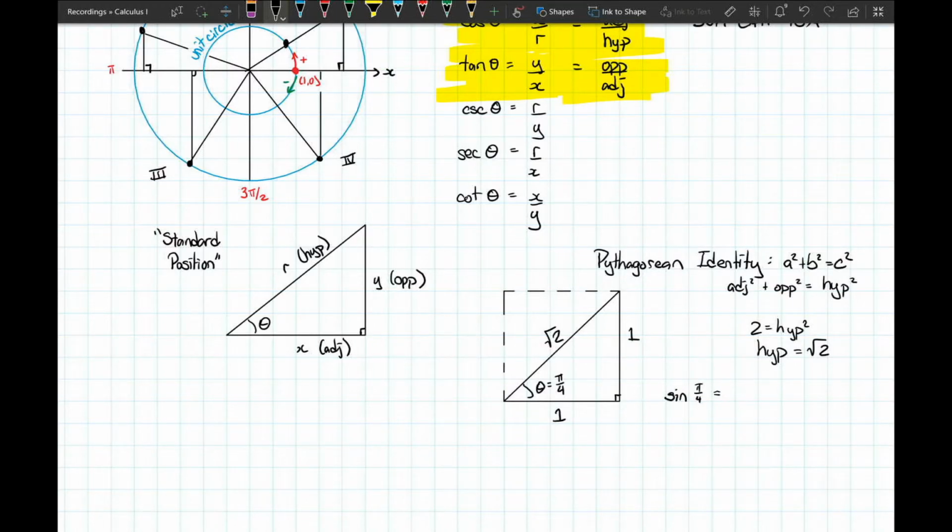as being opposite over hypotenuse, 1 over root 2, which is the same thing as y over r, if you like. Cosine of pi over 4 is also 1 over root 2, and tangent of pi over 4 is awesome because it's opposite over adjacent, and 1 divided by 1 is 1.